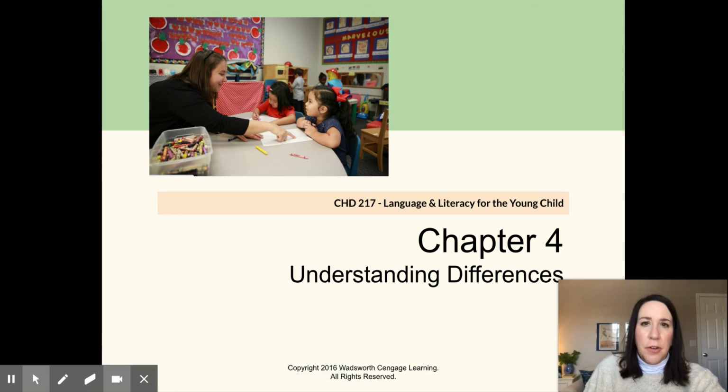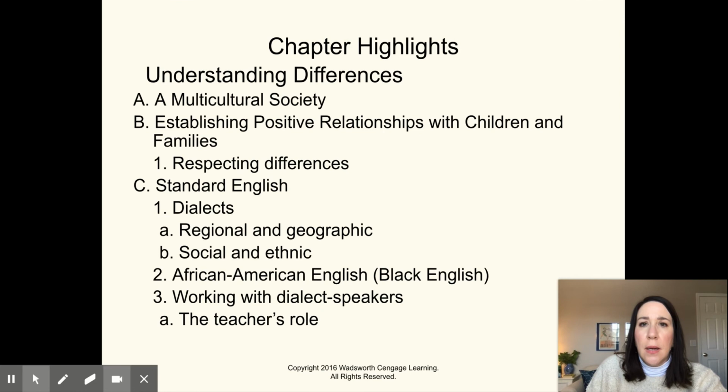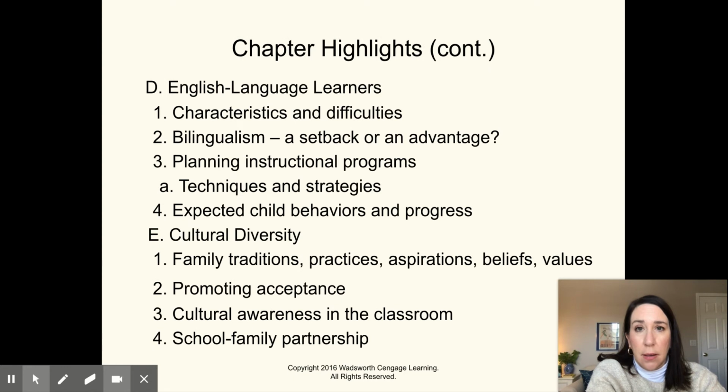Okay, chapter 4, understanding differences. We're going to talk both about cultural differences, language differences, and then developmental differences, what we used to call language speech impediments.